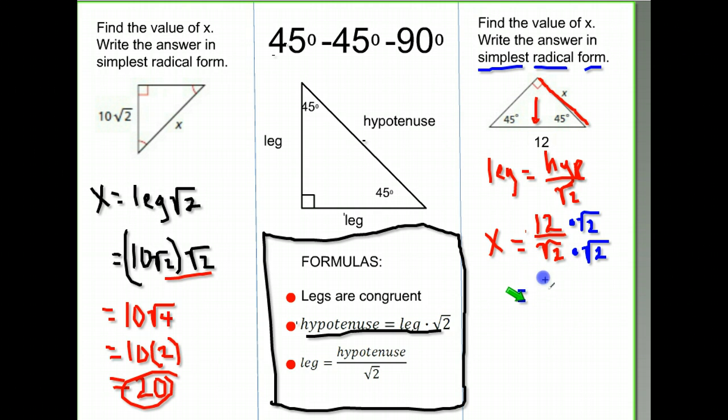Okay, so then we get 12 times the square root of 2 over the square root of 2 times the square root of 2, which again is the square root of 4. We can keep simplifying here. That gives us 12 times the square root of 2 over the square root of 4, which is 2. And finally, 2 goes into 12, so we can reduce this. 2 goes into 12 6 times, and so we end up with the answer 6 times the square root of 2.